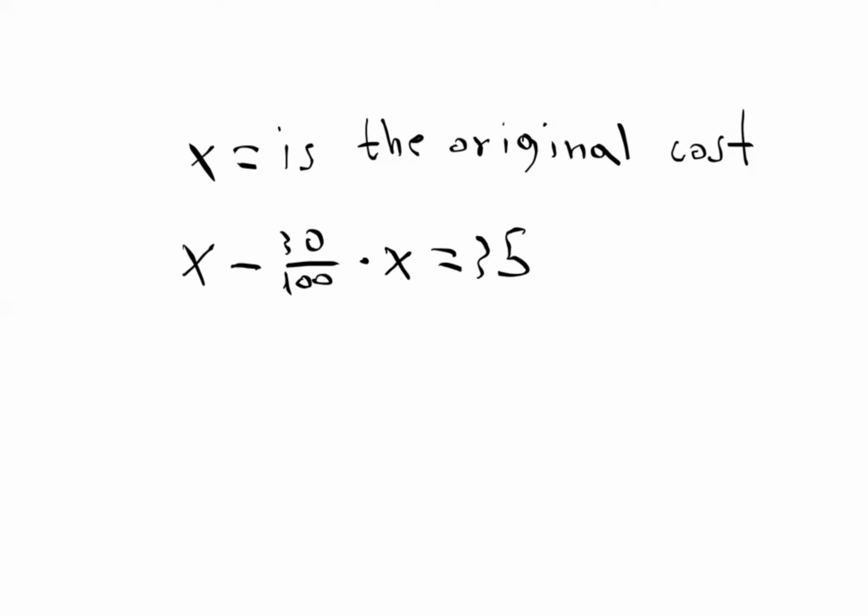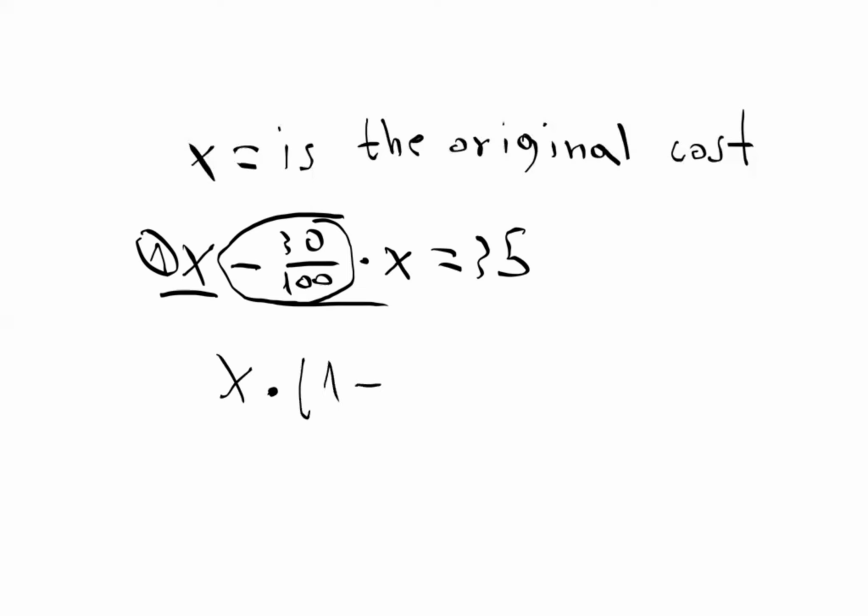In this case, we usually say that we have to leave x on its own, to have its own side of the equation. Here, there are two instances of x. One is multiplied by 1, right, 1x, and the other is multiplied by minus 30/100. So, that means that x times 1 minus 30/100 is equal to 35. Right.